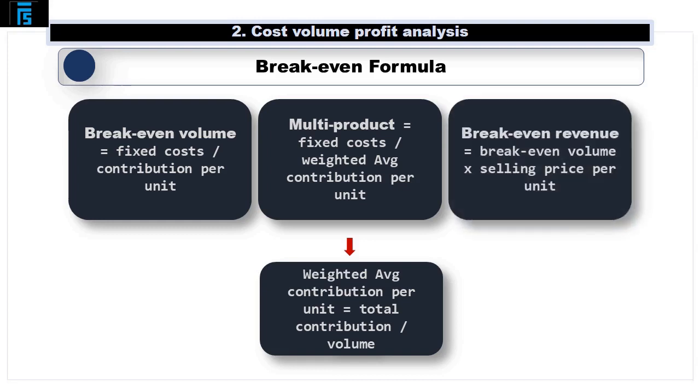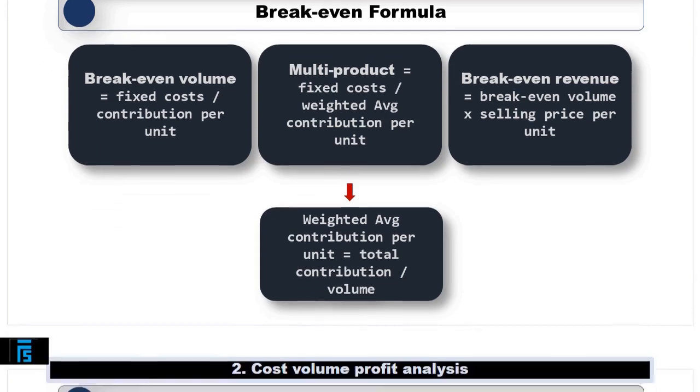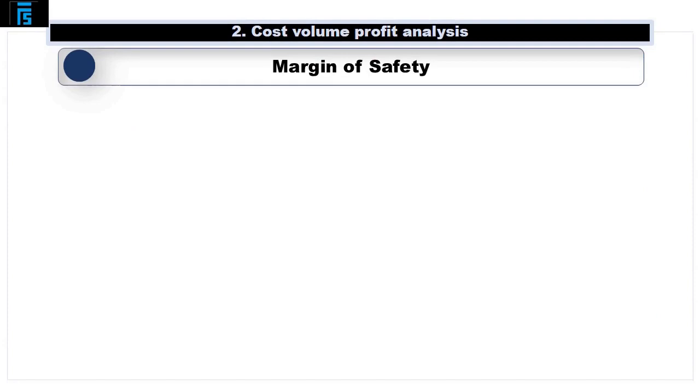We can then multiply the break-even volume by our selling price per unit to find the break-even revenue. We can also calculate the break-even sales revenue using the contribution to sales ratio, as we will see later in this video. We can extend the break-even formula further to find the margin of safety. This is the difference between our budgeted sales volume and the break-even sales volume, and this will therefore tell us how far our sales volume can fall before we start making a loss.